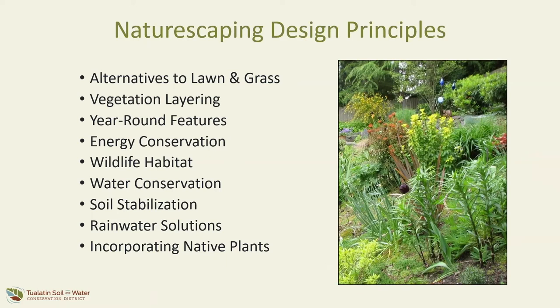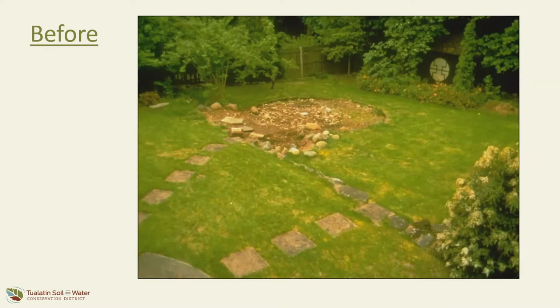Before we look at those principles in greater detail, let's examine a few before and after photos to get our creative juices flowing. This first photo is older, but you can see that this yard here lacks a focal point. It's just an expansive grassy area. This landscape is barren for wildlife. Wildlife has little use for grass because it doesn't provide habitat.